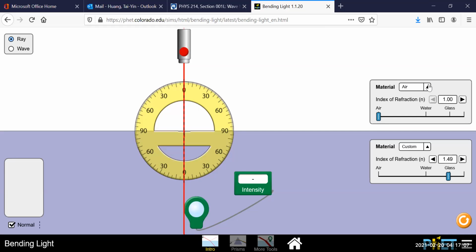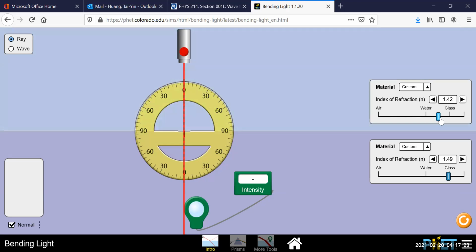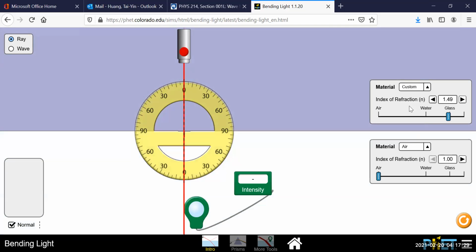For case 2, you are going to have the light source in the higher index of refraction. So we're going to change the setting here from air to custom, and increase that to 1.49. And for this one, we're just going to use air. You can see that now the light source is in the material that has a high index of refraction.